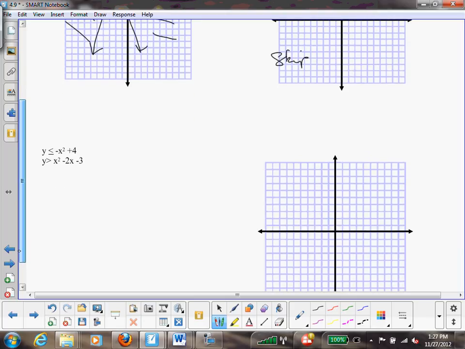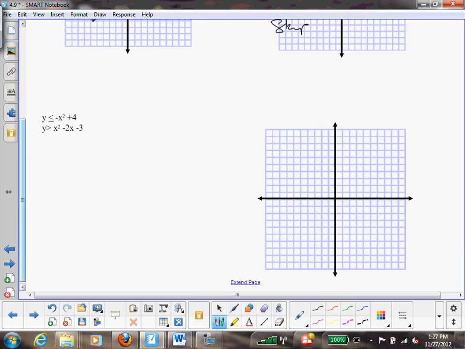All right, so now we're going to put them together. And all you're doing is graphing two parabolas individually and looking for the overlap of shading. That's all we're doing. Okay?